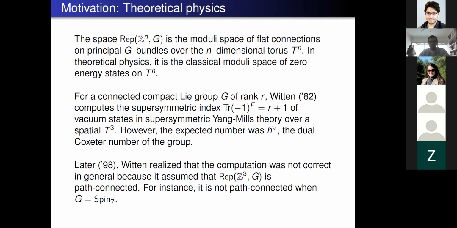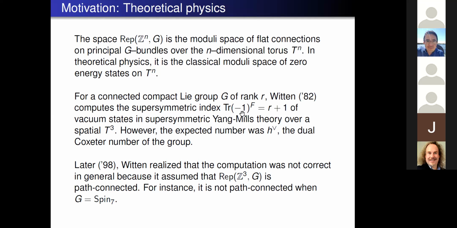So the reason why this space was important is because it worked as an input for some work of Witten, which was trying to compute the supersymmetric index, some kind of index of a differential operator. And to compute this index, you needed to consider this space of representations. And when he did this computation, he got, the first time, r plus 1, where r is the rank of the connected compact Lie group that he was considering. But in physics, this number was expected to be the dual Coxeter number of the group. Another number that you can associate to the compact Lie group, which does not necessarily coincide with r plus 1, but in some cases it does.